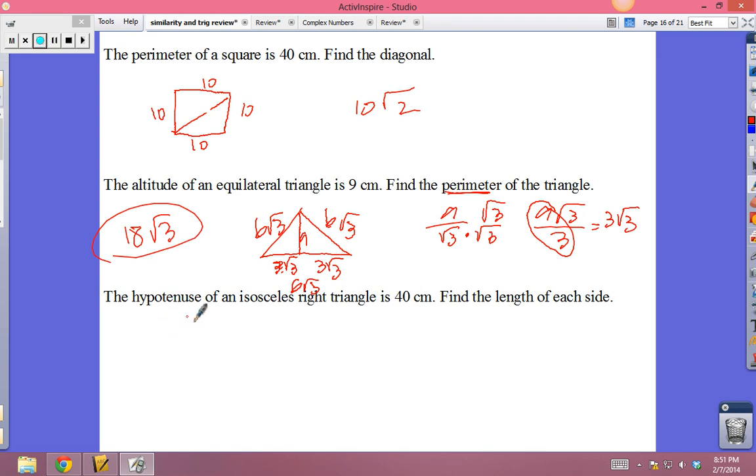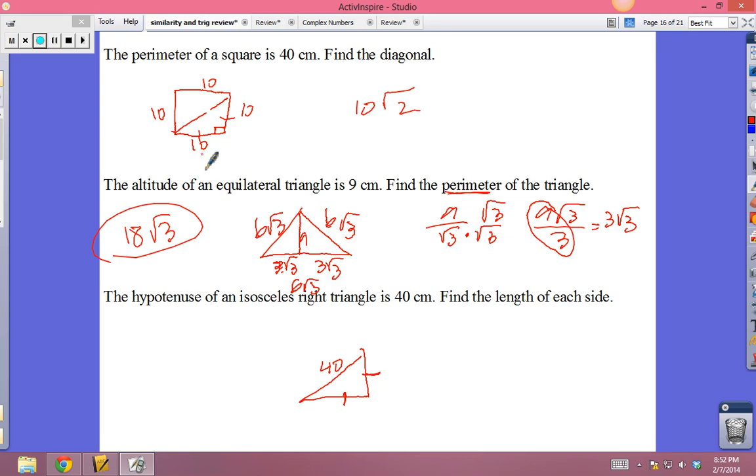Okay, the hypotenuse of an isosceles right triangle. Here is my isosceles right triangle. It's half your square. So there's my 90. Isosceles, these two sides are the same. So the hypotenuse is 40. How much are these sides?